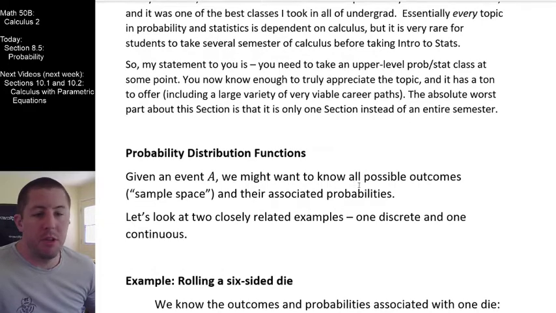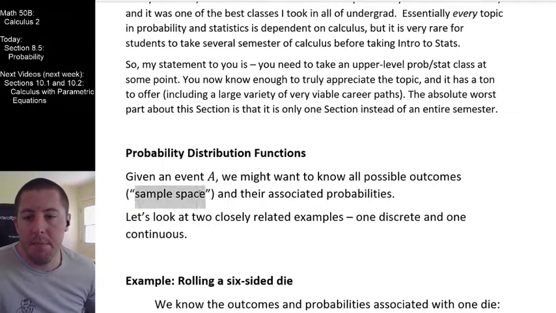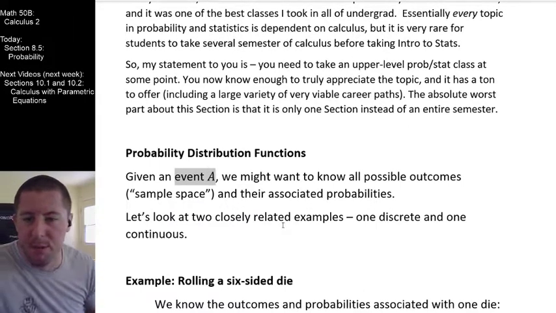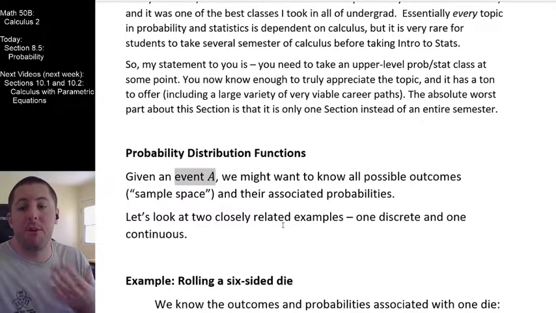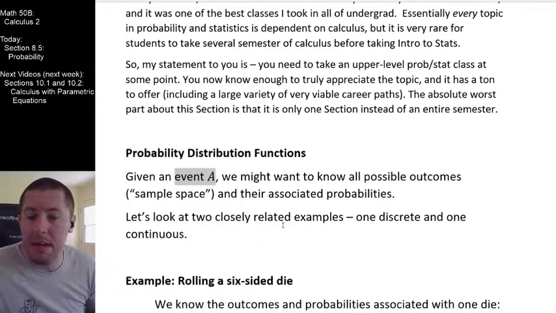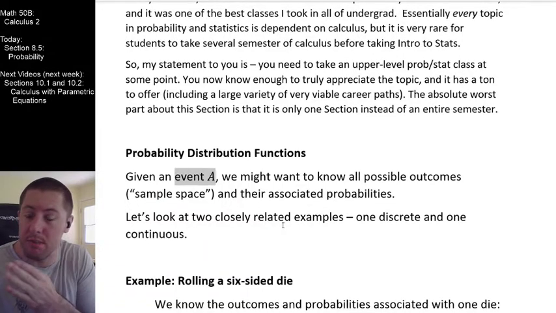So, probability distribution. Given an event A, such as rolling a die, we might want to know all possible outcomes, the sample space: rolling a 1, 2, 3, 4, 5, or 6. The sample space would be the set of numbers 1, 2, 3, 4, 5, 6. Alternatively, the event A might be that my son reaches physical maturity, and I want to predict what his height will be 18 years from now. That would be an event, but for the sample space I couldn't make a list. I would have to give an interval of values.